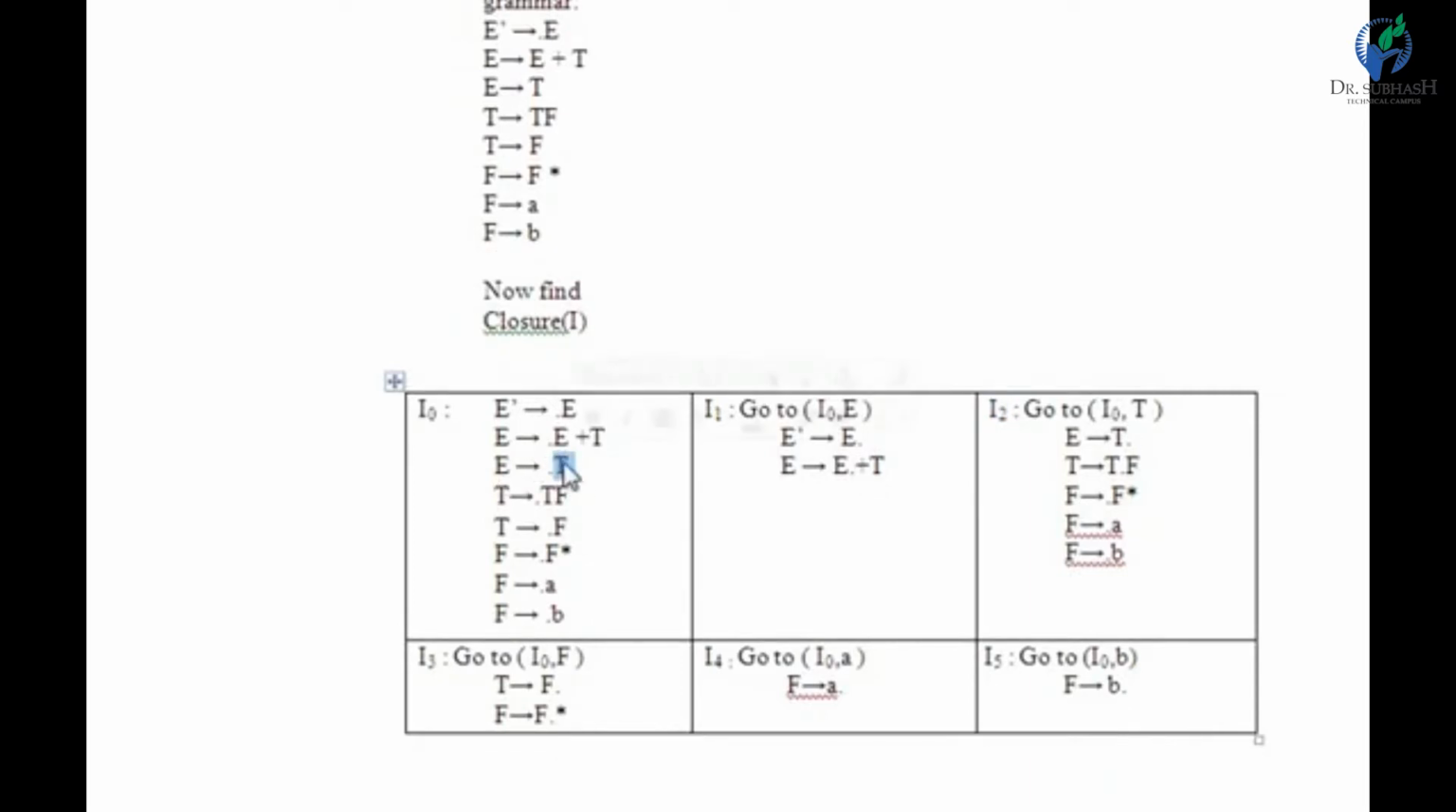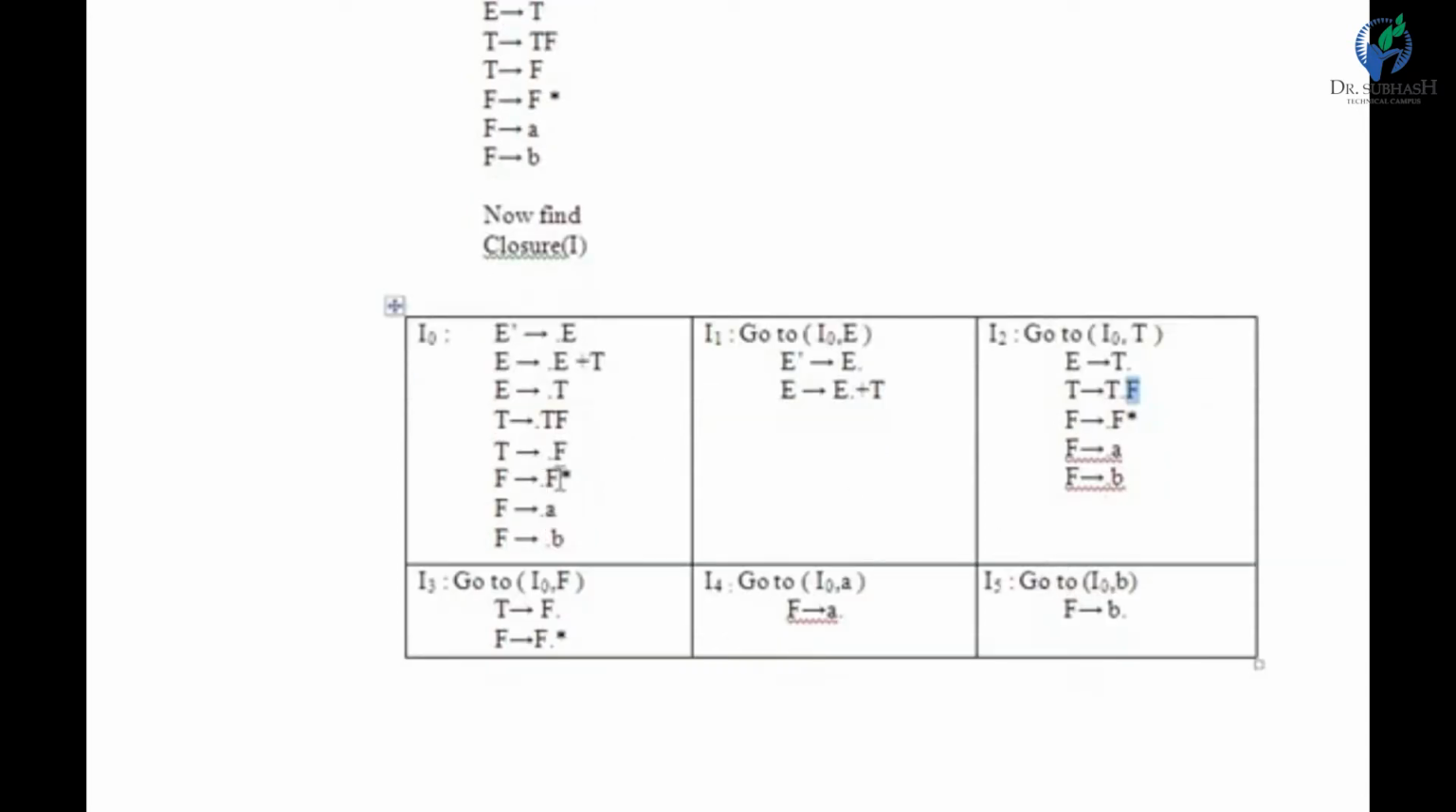E gives T dot. Then the second production for T, T gives T dot F. Here after the dot you have non-terminal F, so write all the productions of that non-terminal. So F gives dot F star, F gives dot A and F gives dot B. Write all the productions of this non-terminal and put dot before all the productions.